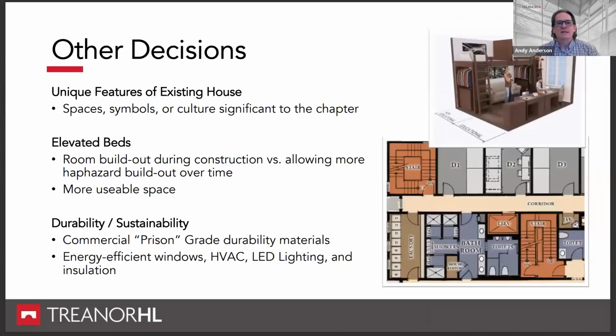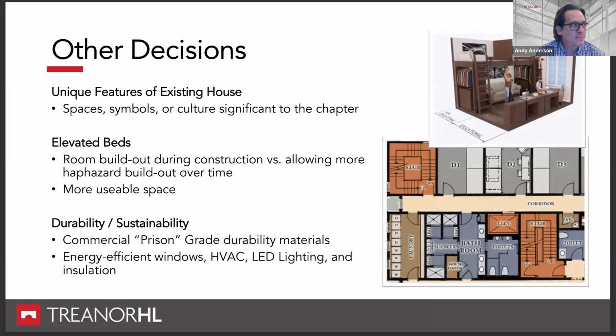All right, go to the next slide. A few other decisions. The first one's kind of interesting. Most Greek groups, especially the fraternities, have certain things about their chapter house that really is important to their identity. It's either a special room with a special name, it's a sculpture, it's a medallion, or it's just something about the house that signifies the culture. And a little story we did.